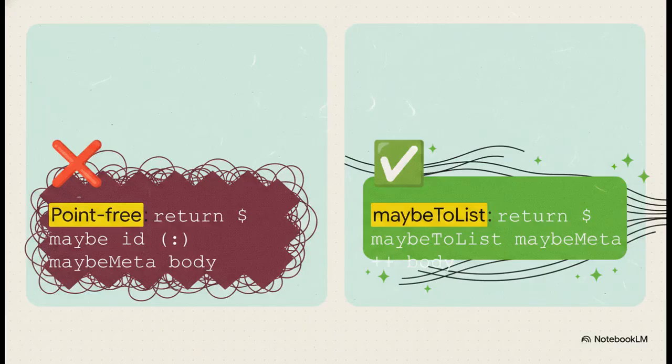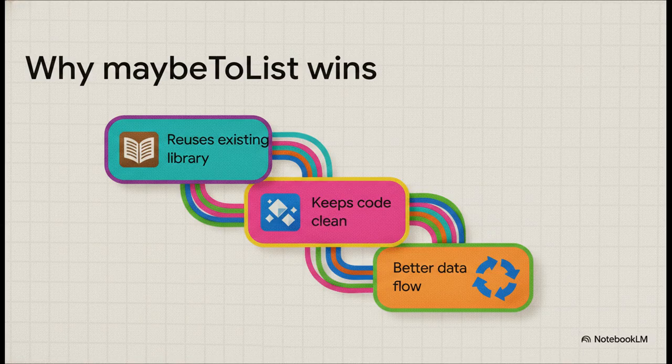And this brilliantly illustrates Ang's ultimate breakthrough. Contrast the mentally taxing point-free code on the left with the new solution on the right. Return, $maybeToList, maybeMeta, concatenated with the body. Just look at how much easier that right side is to read. It's practically plain English. You are taking a maybe value, turning it into a list, and simply appending it right to the body. Why exactly does this alternative win out so decisively?